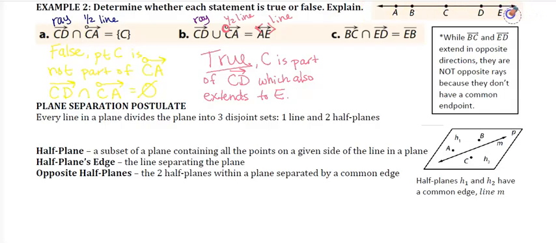All right, last one. This one says ray BC. Okay, so ray BC. So I'm going to include my B and go this way. Intersection ray ED. So ray E to D equals segment EB. All right, what do you think about that one?